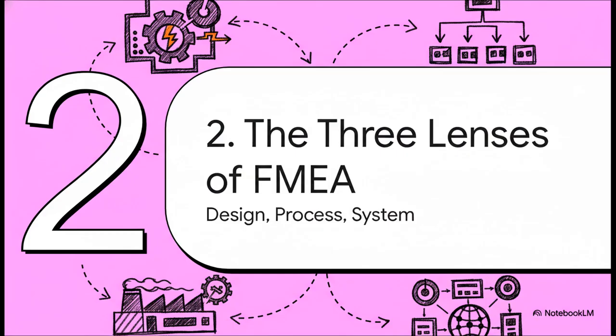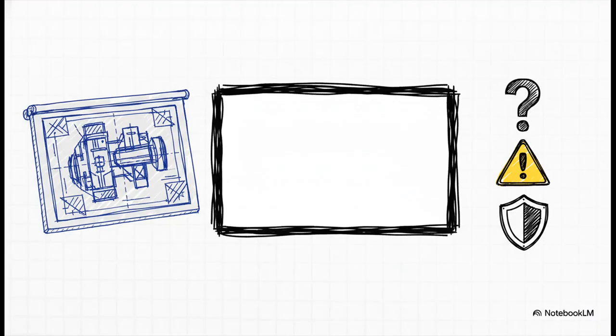Now, FMEA isn't some rigid, one-size-fits-all thing. It's actually a super flexible framework that you can apply through 3 different and very distinct lenses. So depending on what you're looking at, is it the product, the process, or the whole system, you're going to use a different flavor of FMEA. Let's break them down. First up, you've got the design FMEA or DFMEA. This one happens way back at the blueprint stage.